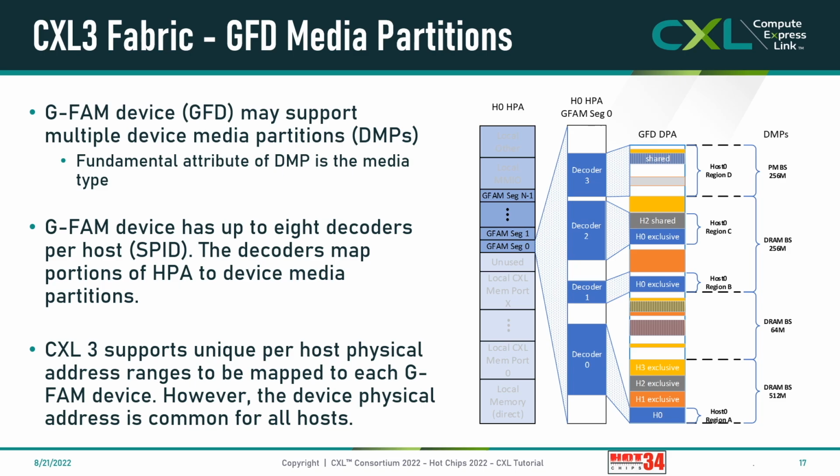The figure on the right shows the mapping from a host physical address on the left to the device media partitions on the right. As previously described, a GFAM region of a host's physical address range is subdivided into segments. Requests to the address range covered by a segment are routed to a specific GFAM device as configured by the Fabric Manager. At the GFAM device, the per-host GFAM address decoders map portions or all of a device media partition into the host physical address range. These GFAM address decoders translate from a host physical address to the common device physical address. The overlap of different hosts' GFAM address range decoders determines whether a region of a device media partition is exclusive to a single host or shared between multiple hosts.